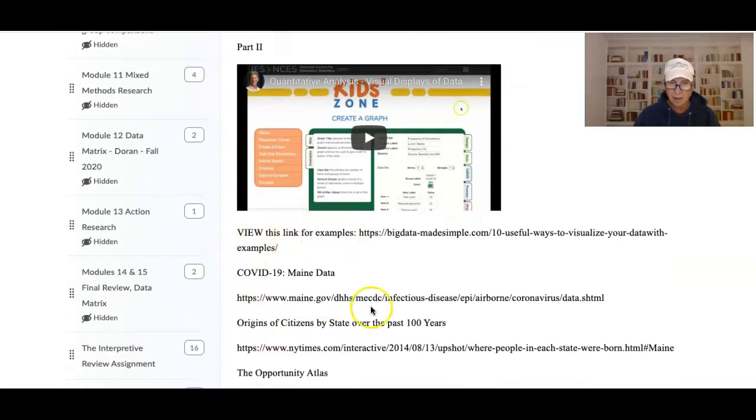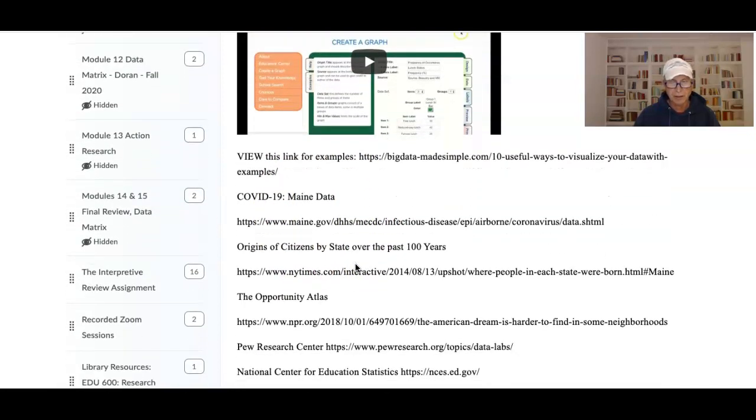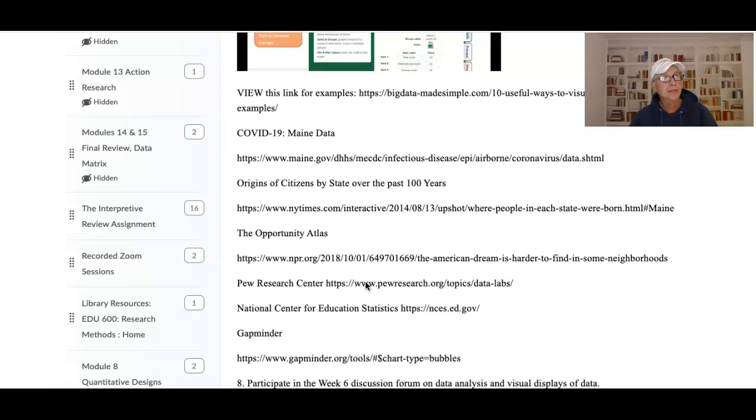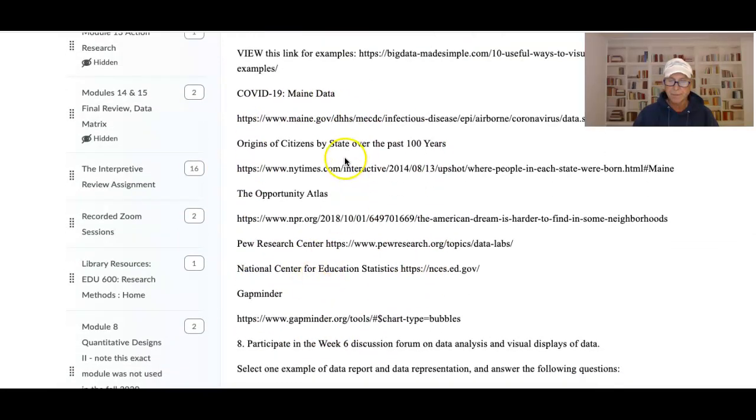And then I included a whole bunch of data sets in here that you can take a look at. I would like you to use one of these sources, or if there's another source that you use quite a bit at work. It could be that you're an adult ed director, or whatever your field might be, you might already use something that you can use to answer the discussion post. So in here, there's a tremendous amount of information and visual displays of data.